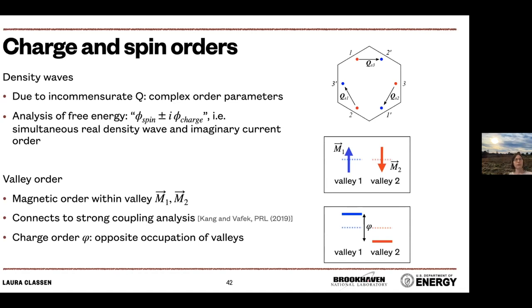And then in contrast, for the valley orders, they are mutually exclusive. You either get magnetic order or charge order. For the magnetic order, this means we get two magnetic moments in both valleys. And this directly connects to a strong coupling analysis of this interaction Hamiltonian. And for the charge order, this means that we have an opposite occupation of the valleys.